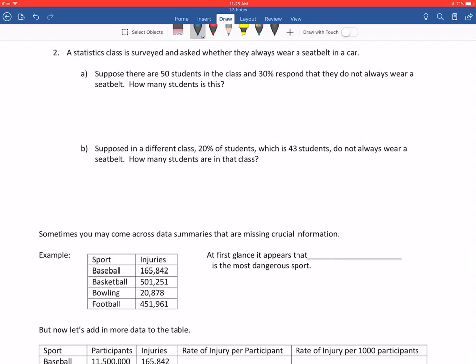So again, if I try to quickly reword that to a shorter question, it seems like I'm being asked basically the same question that I was just being asked. I'm being asked, what is 30% of the total 50 people? So again, I could write that as x equals 0.30 times 50. And multiplying that out, I get 15.